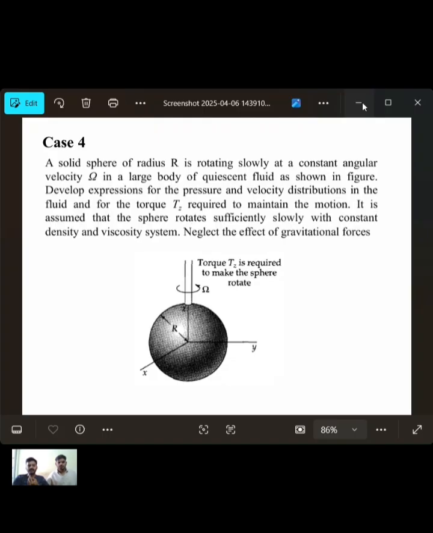Now, calculation of torque. Firstly, by using Newton's law of viscosity, we'll calculate the shear stress distribution along the sphere, and once we have the shear stress, we can double integrate it with d theta and d phi. We can get our torque. All that further calculation we'll see in the video.